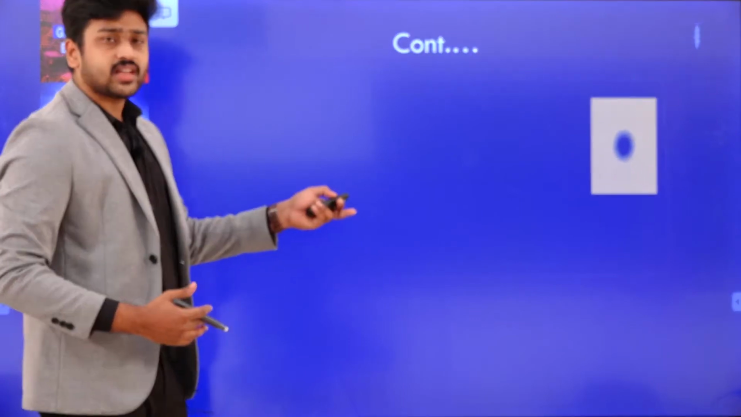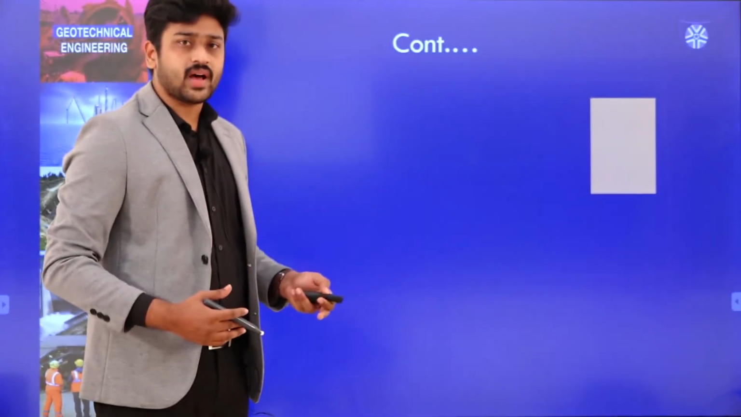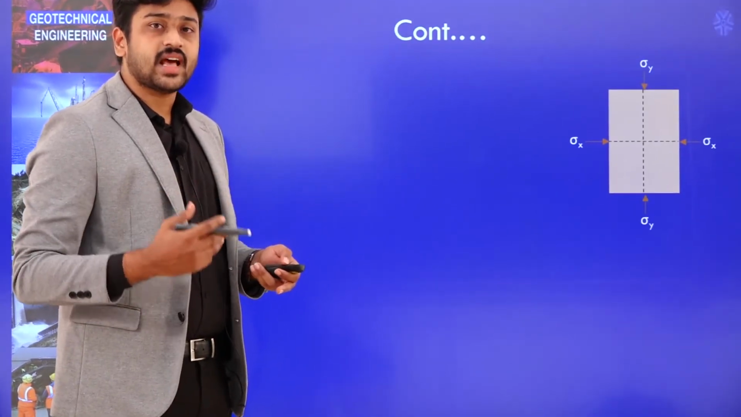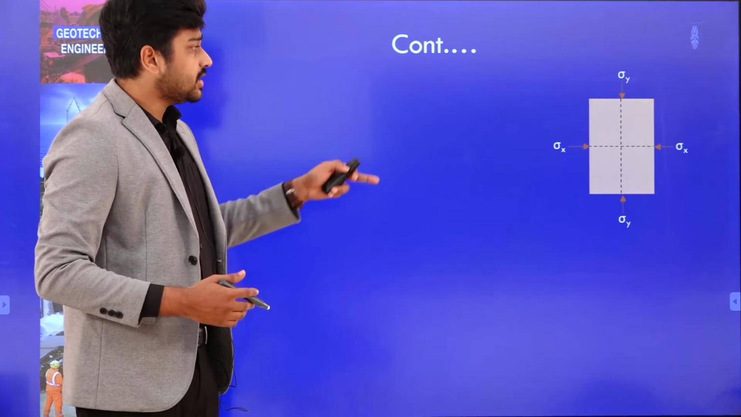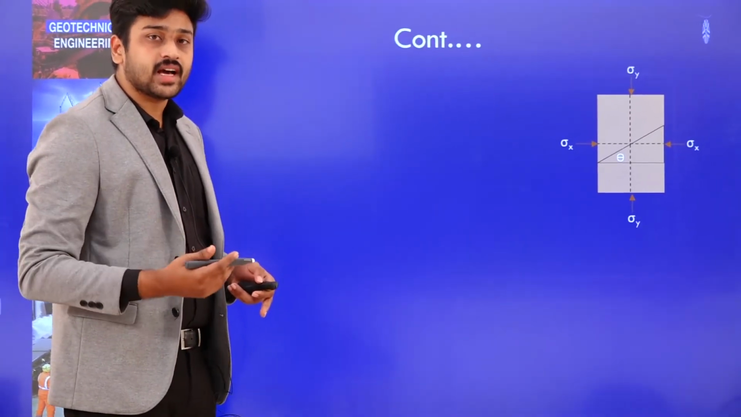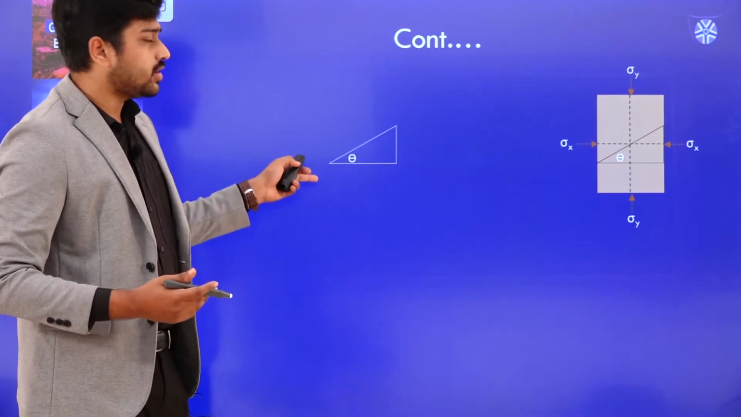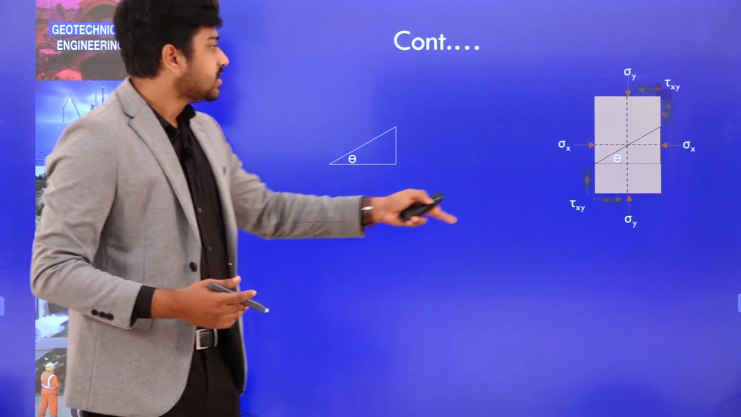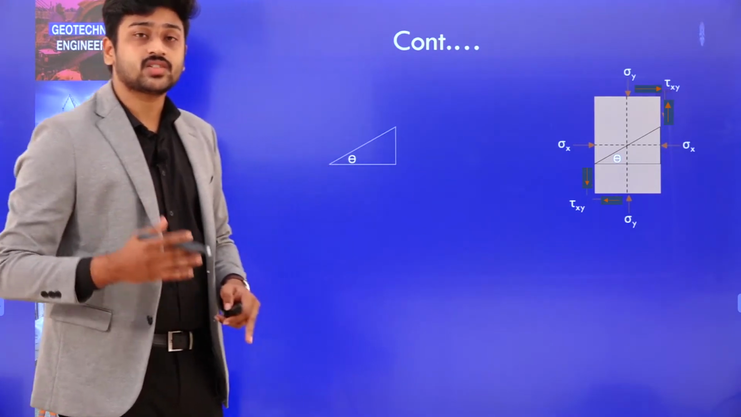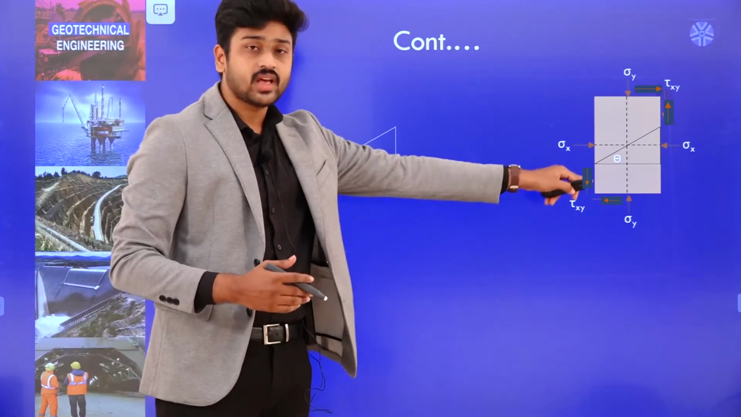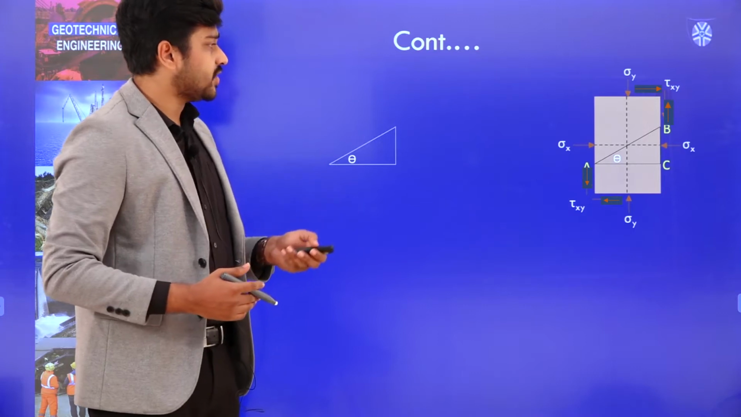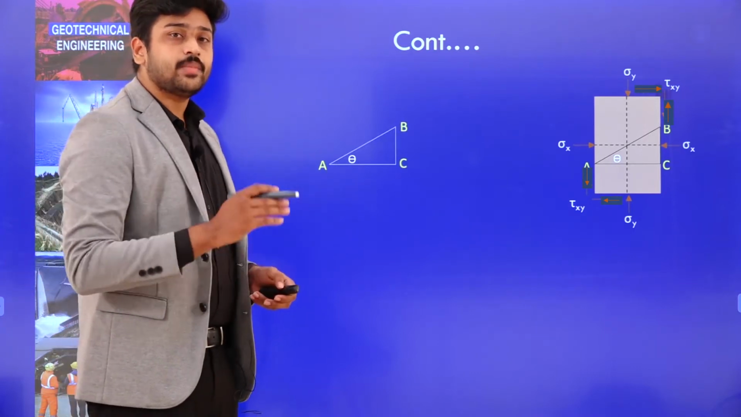Now let us consider a two-dimensional homogeneous soil mass having horizontal and vertical stresses sigma x and sigma y, and a failure plane making an angle theta with the horizontal, which we denote in wedge form also. Apart from these, let us consider additional shear stresses on these surfaces, tau xy, acting along this plane. I have represented these in the same way. Let us denote the wedge as A, B, C.